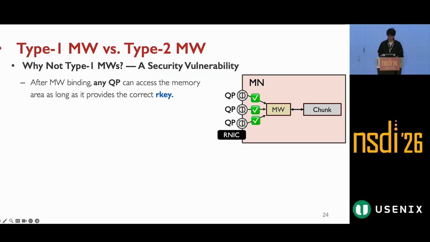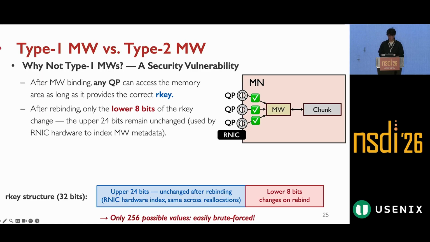With type 1 memory window, after the memory window binding operation, any QP can access the memory area as long as it provides the correct R key. This is simplified, but there is a fundamental vulnerability. When a type 1 memory window is rebound and reallocated to a new compute node, only the lower 8 bits of the R key change.